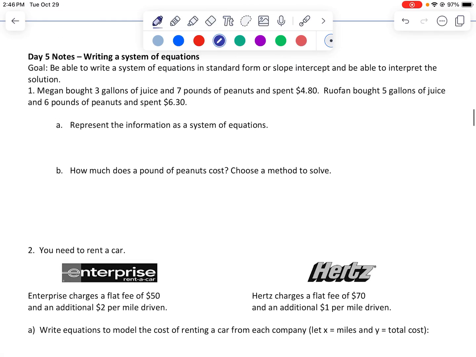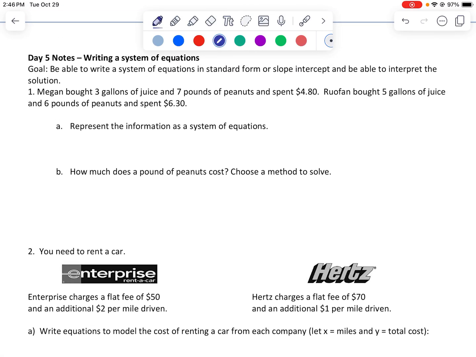Okay, so we are going to do day 5 today, which is writing systems of equations. We're going to write them in both standard form and slope-intercept. The first one is going to be standard form. The second one is going to be slope-intercept. If you want to try writing them first on your own, go ahead and pause here.